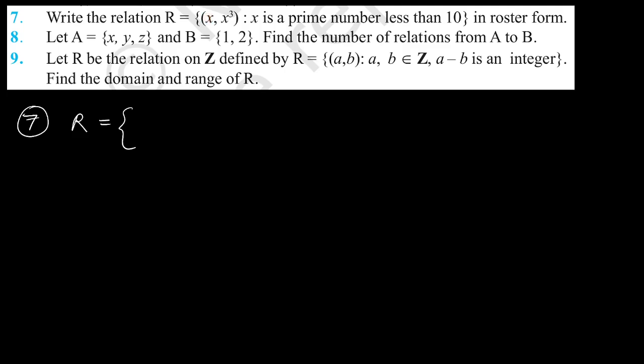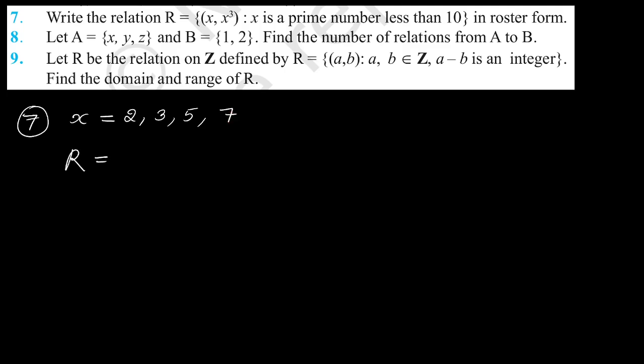Let me write the possible values of x first. What are the possible values of x? Prime numbers less than 10: 2, 3, 5, 7. Not 9. 2, 3, 5, 7 are the prime numbers less than 10. As mentioned in the question, x is a prime number less than 10. These are the possible values of x.